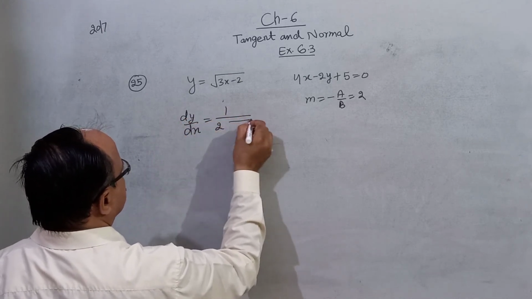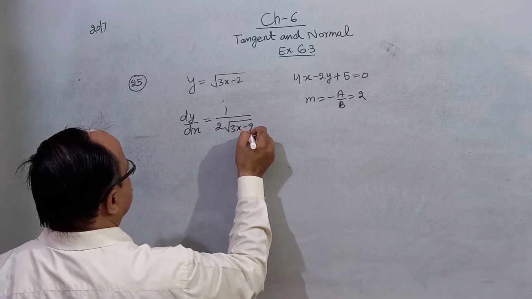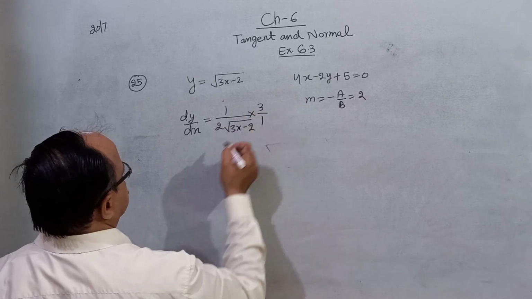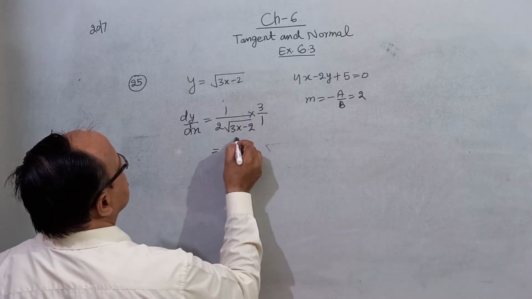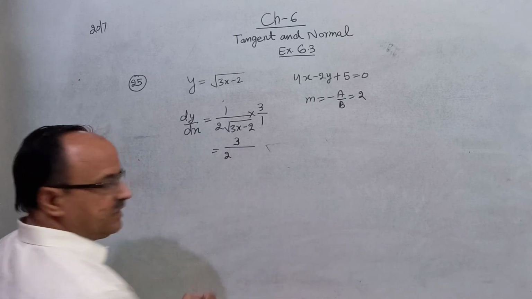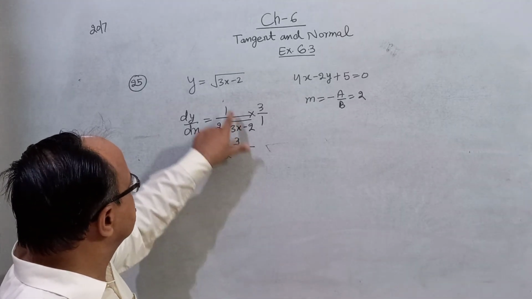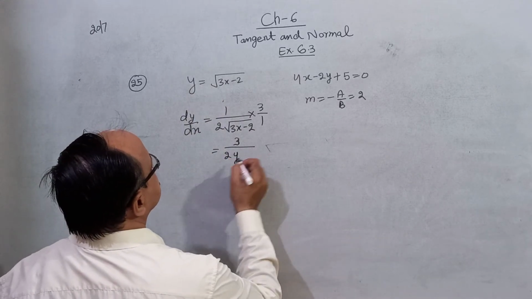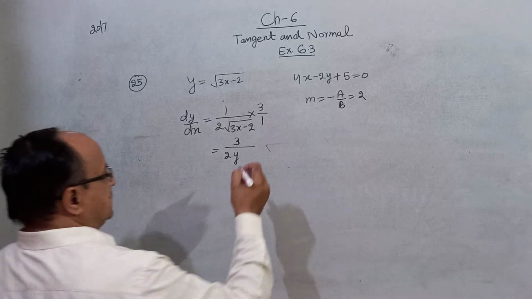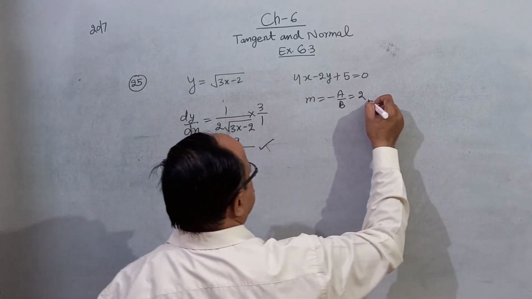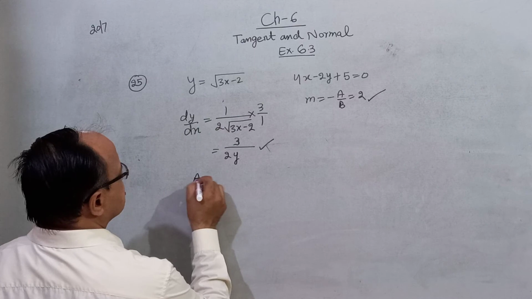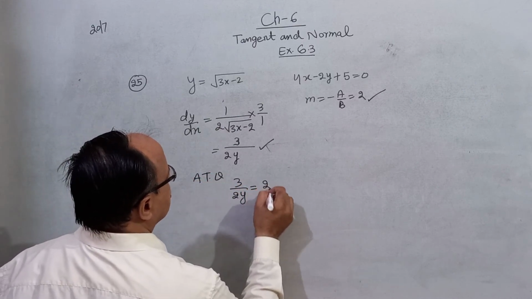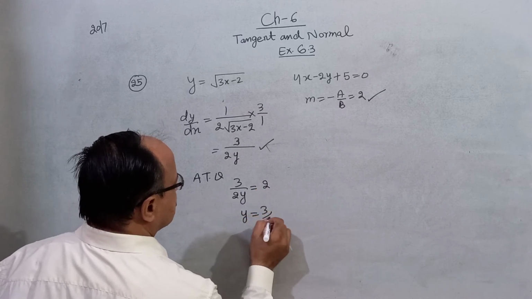1 upon 2 root 3x minus 2, and the derivative of 3x minus 2 is 3. Right? This is 3 by 2, and put the value of root 3x minus 2, you can write here y. Right? And this is the slope of tangent, and the other is also the slope of tangent. According to the question, both are equal. 3 upon 2y is equal to 2. Therefore, y is equal to 3 by 4.